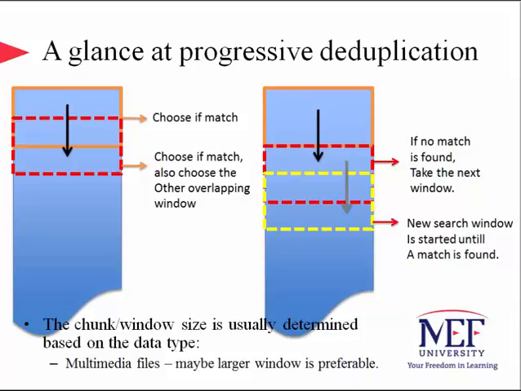One of the other contributions of this technology is that the chunk window size is fixed for the file, but it's predetermined based on the file type. So we can use different chunk sizes for different files. For instance, for multimedia files, it might be preferable to have a large window. And for other types of files, maybe we will prefer smaller windows. We will have more discussion on that when we get to advanced topics on deduplication.